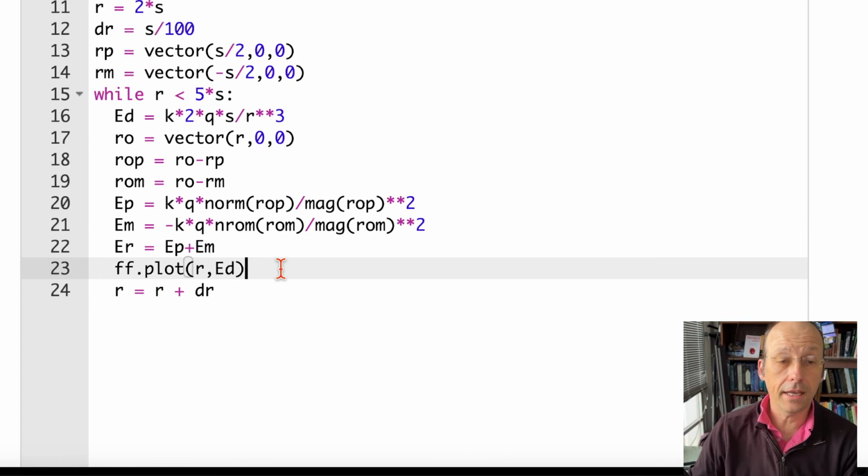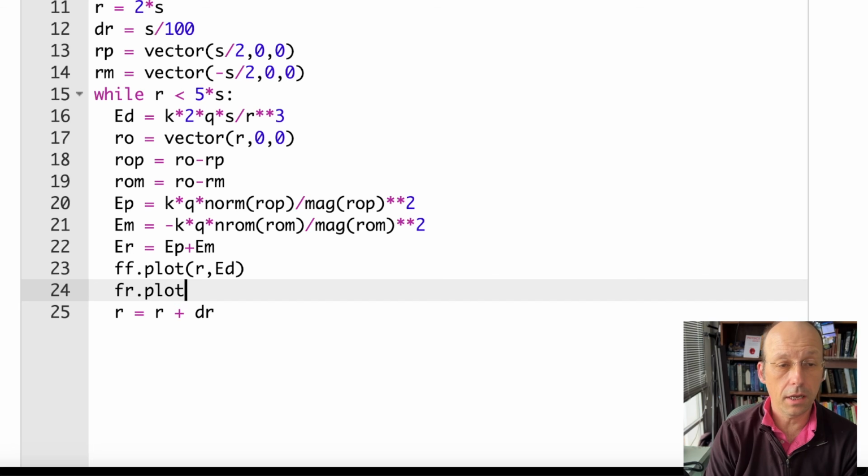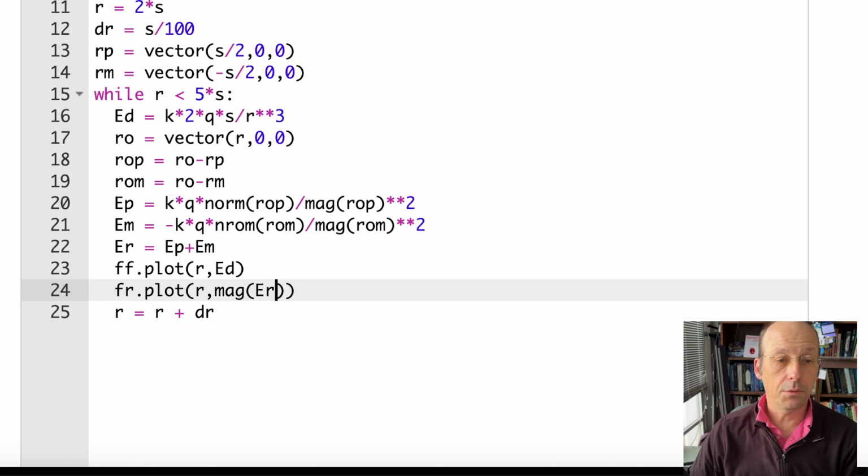Now I want to plot that. So FR dot plot R, which is the scalar value, mag ER, right? Because I calculated the vector value, so I've got to take the magnitude of that and plot it. And let's see what happens.